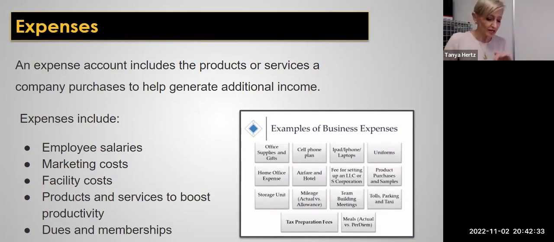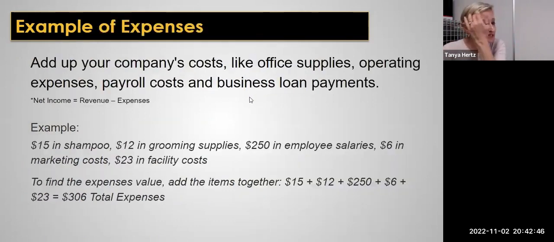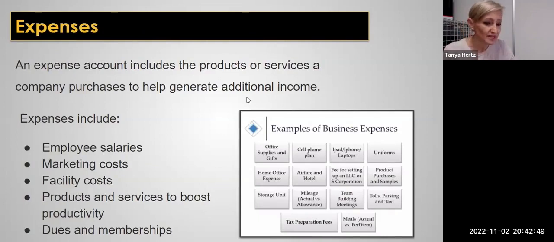Don't ever be too proud to find ways to cut costs or to bring in extra income to help your business succeed. So expense accounts include the products or services that a company buys to help generate additional income. Expenses can include things like salaries, the costs that you have for marketing, any costs that go along with your facility or your overhead, any products or services that you need to buy to help you boost your productivity, any dues that you pay, any memberships that you pay, buying an iPad with a Square reader on it to take credit card payments, or maybe using it as your point of sale system.